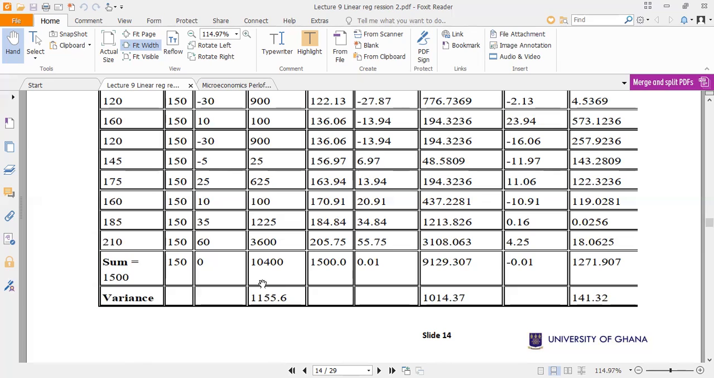If you want to find your variance, these values here, I think they are wrong, because the variance of Y is the TSS over N. But look at what they are getting here. I don't know if they are using N minus 1. Let me see.